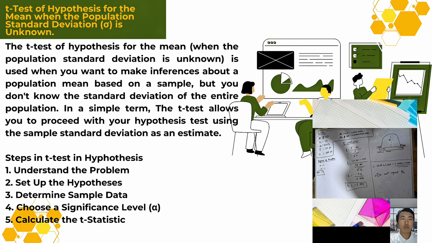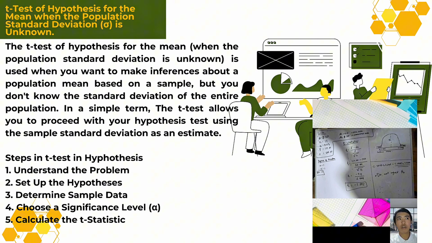The third one is we need to determine the sample data. We have here the sample size, or n is equal to 12, sample mean equals to 12.85, and sample standard deviation equals to $20.80. And the fourth one is to choose a significance level, or alpha. Let's assume a common significance level of alpha equal to 0.05. This means that we are willing to accept a 5% chance of rejecting the null hypothesis when it is actually true. Number 6 is to determine the degrees of freedom.